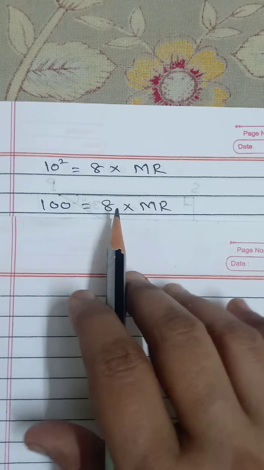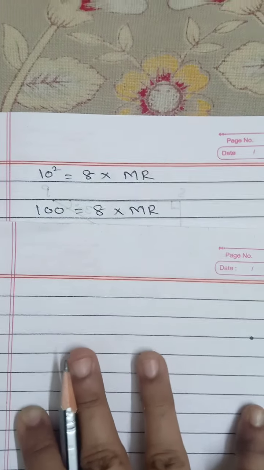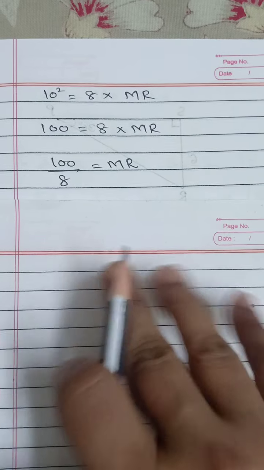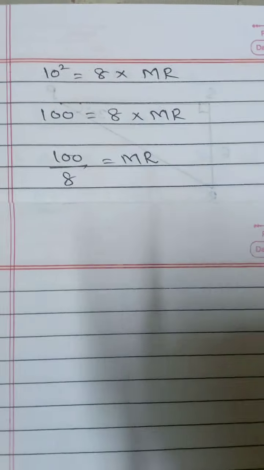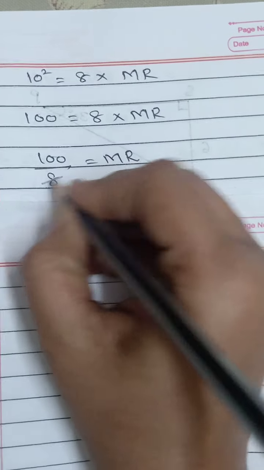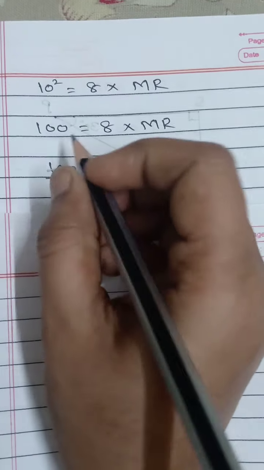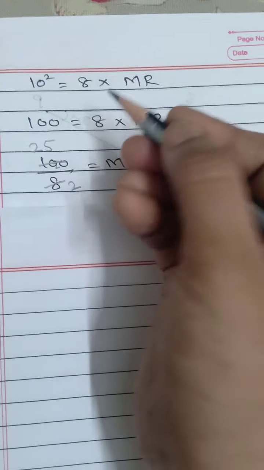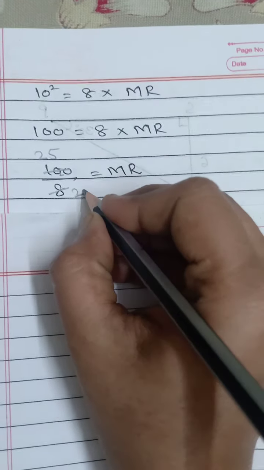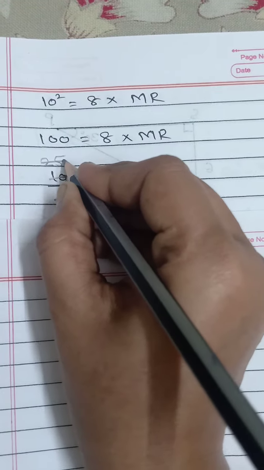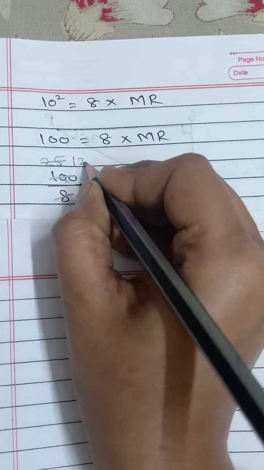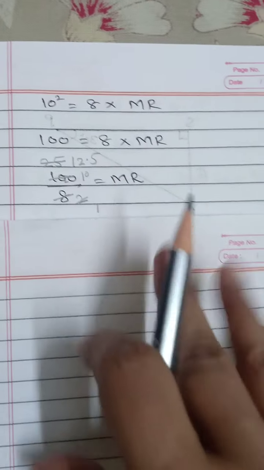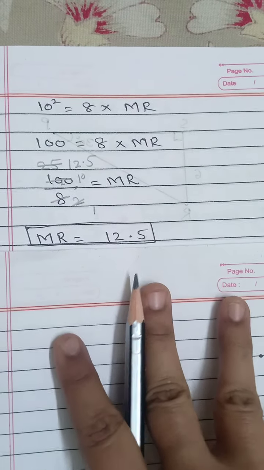Now this 8 is in multiplication. If I take it to the other side, it will come in division. Now this 8 and 100 we can cancel by 4 also. 4 twos are 8. 4 fives are 20. Again this we will cancel by 2. 2 ones are 2. 2 twos are 4, 1 will remain. Put the decimal. 2 fives are 10. So in this way we have got 12.5. So the value of MR is 12.5.